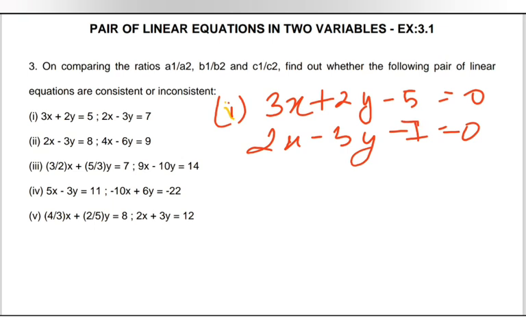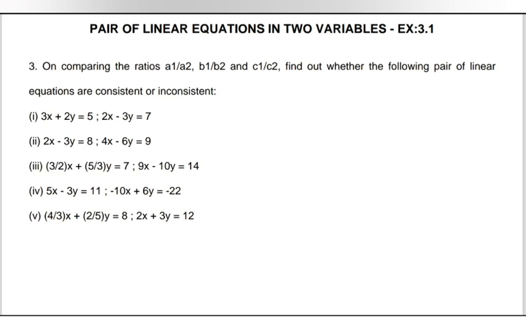So these are our two equations. First, check for intersecting: is 3 by 2 not equal to minus 2 by 3? Yes, it doesn't satisfy equality. So the given lines are intersecting because 3 by 2 doesn't match with minus 2 by 3. So it is consistent, because consistent consists of intersecting lines and coincident lines. So they have a solution.